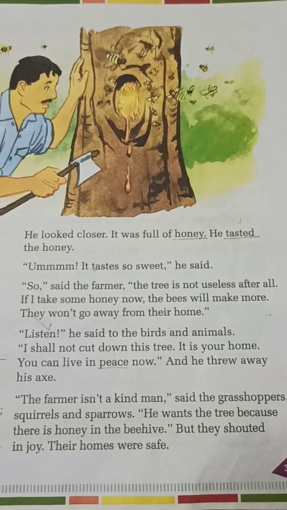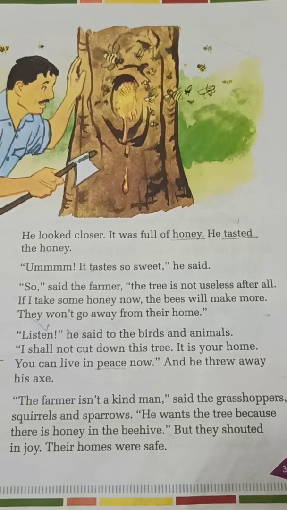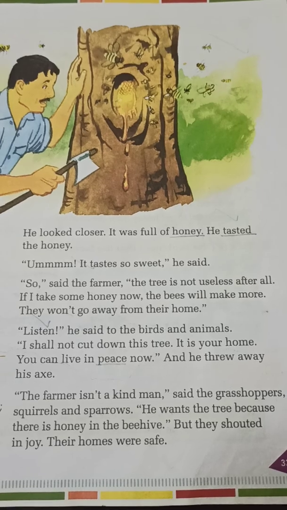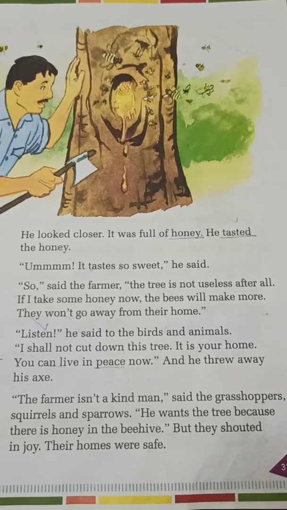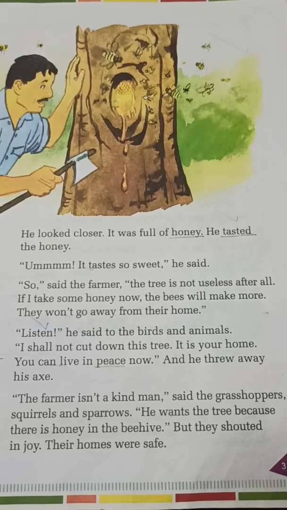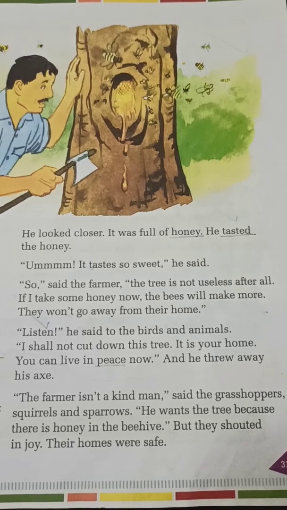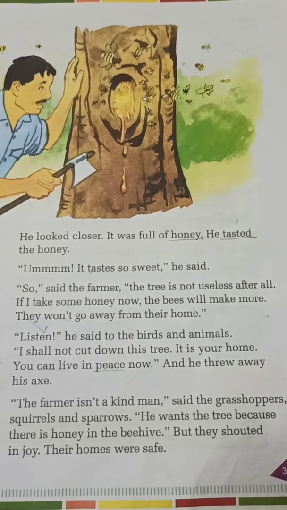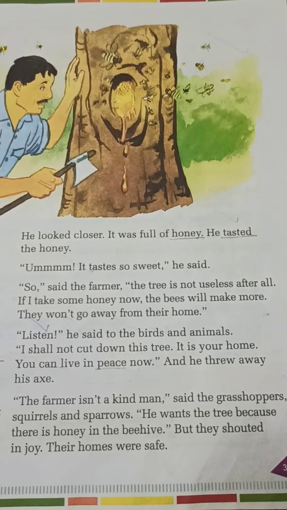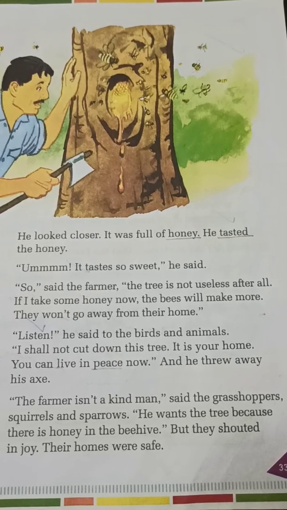So now he wants to keep the honey. And if he cuts down the tree, the beehive will not be there anymore, isn't it? So the farmer will not have honey anymore. So that's the reason why he does not want to cut down the tree. Not because he wants to help the animals or anything like that. It was because he himself tasted the honey and he liked the honey so much, which is why he wants to keep the tree, isn't it?